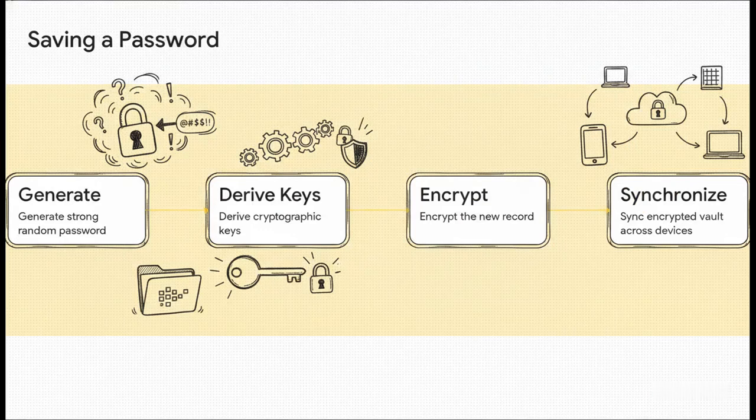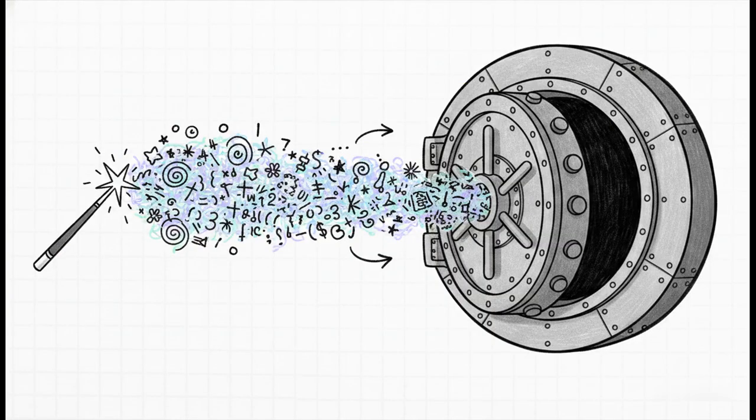So what actually happens when you click Save Password? Well, this incredible sequence of events kicks off in literally fractions of a second. First off, the password manager generates a ridiculously strong, completely random password for that specific website. Second, it derives your cryptographic keys from your master password, like we just talked about. Third, it uses symmetric encryption to lock this brand new record straight into your vault. And finally, it synchronizes that encrypted vault across all your devices. And the crazy part? All of this happens instantly, right there on your device before it ever even touches the cloud.